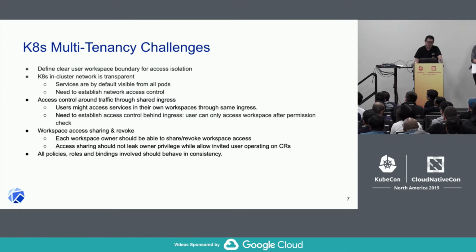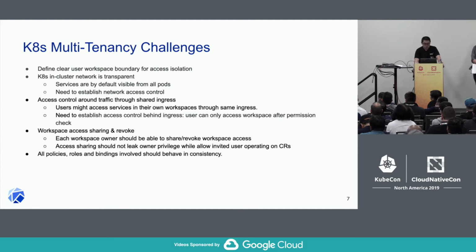So some common challenges. Kubernetes multi-tenancy has become a hot topic, and some shared common challenges include, first things first, we need to define a clear definition for the user workspace: what is the user workspace and how do we want to build the access control around it. The second challenge is that the Kubernetes in-cluster network is transparent. By that I mean if you create a Kubernetes service and deploy it within the cluster, any pod in the cluster can access this service by default.